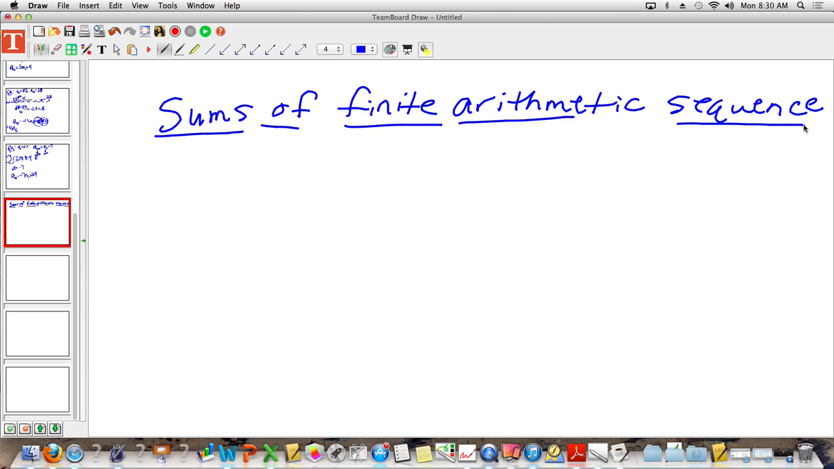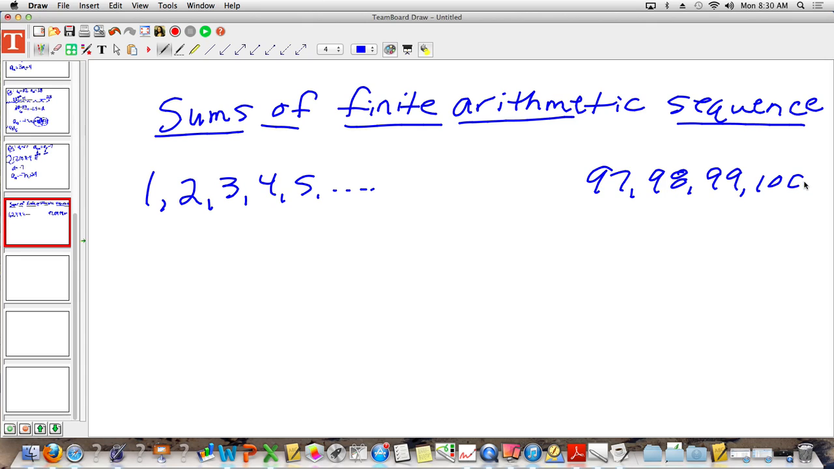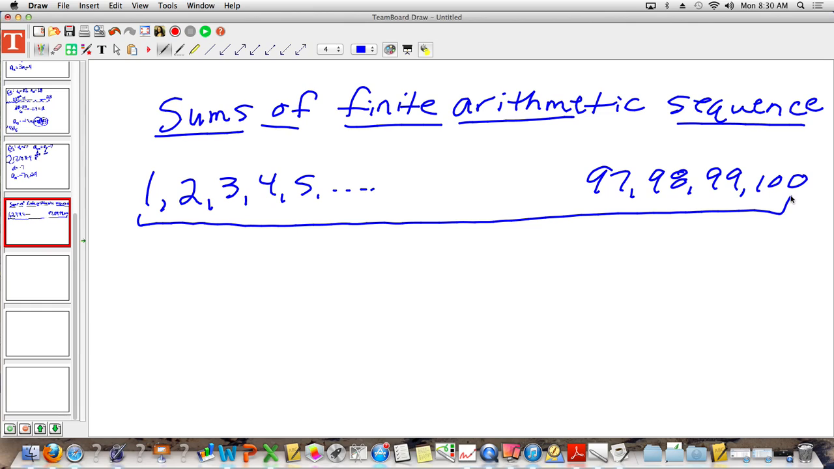He said, okay, if you want me to add together the numbers 1, 2, 3, 4, 5, all the way to 100, that means we've got a bunch of numbers, 1, 2, 3, 4, 5, and then 97, 98, 99, and 100 at the end. This is how he finished it off. He said, if I add together 1 and 100, what do you get? 101. You get 101.